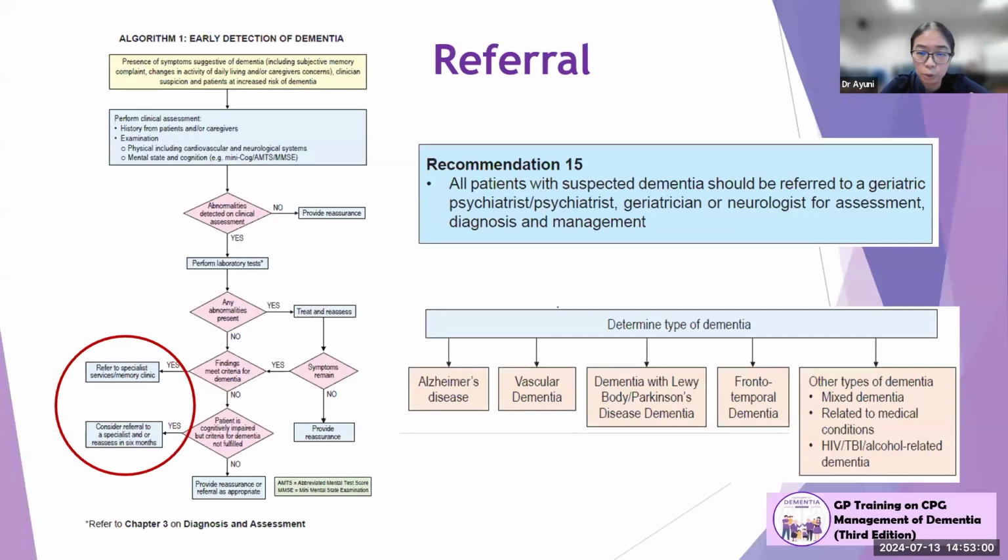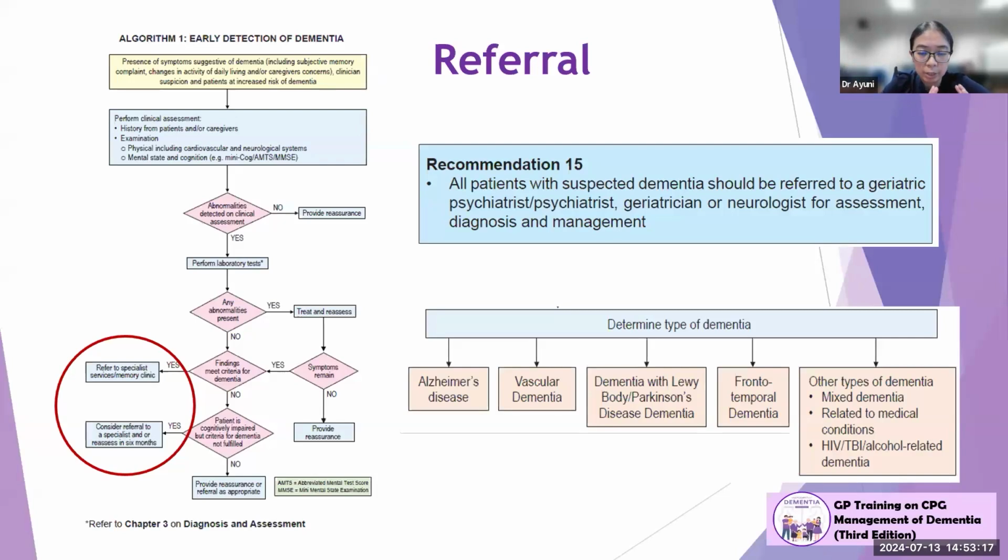You can refer, according to the guidelines, to a geriatric psychiatrist or psychiatrist, geriatrician, or neurologist for assessment, depending on who is available in your area. For example, if none of them are available, at least a general physician should be able to help you.